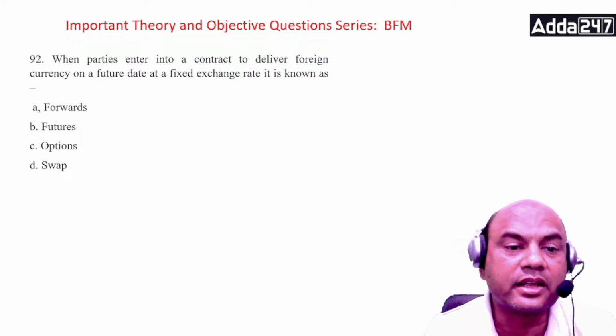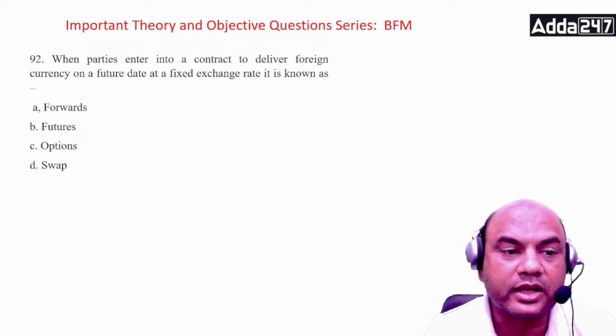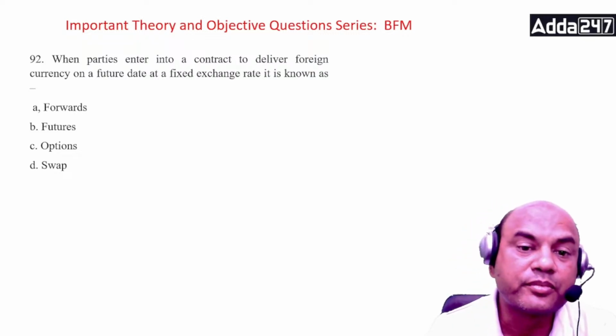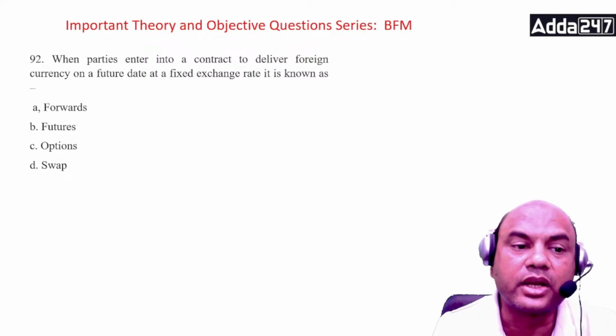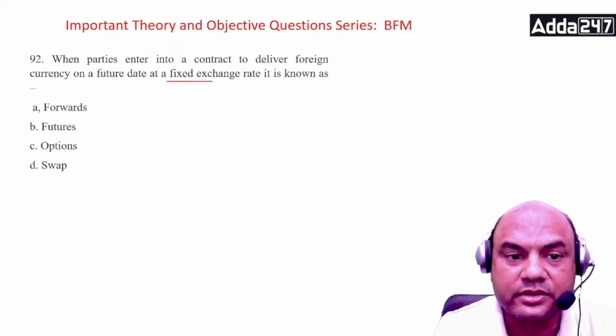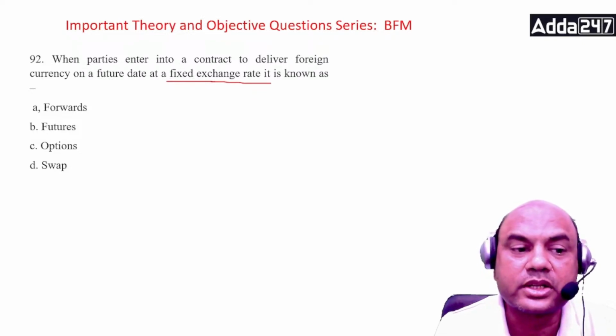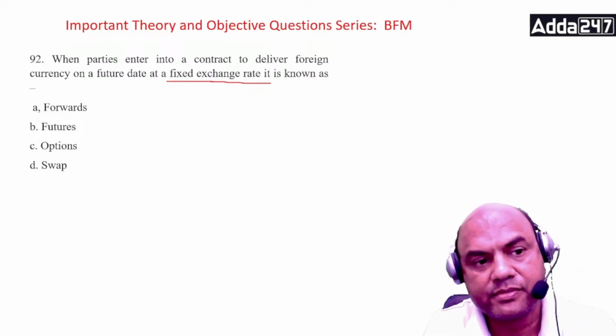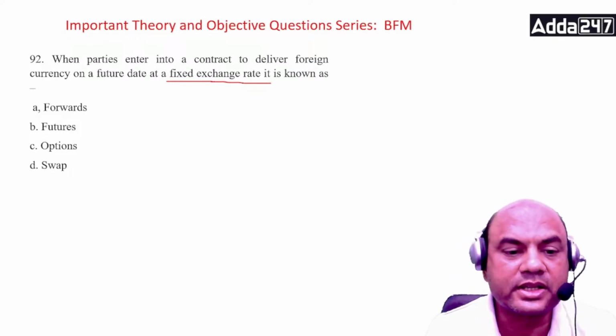When parties enter into a contract to deliver foreign currency on a future date at a fixed exchange rate, it is known as what? Forward, future, options and swaps. What is it called as?